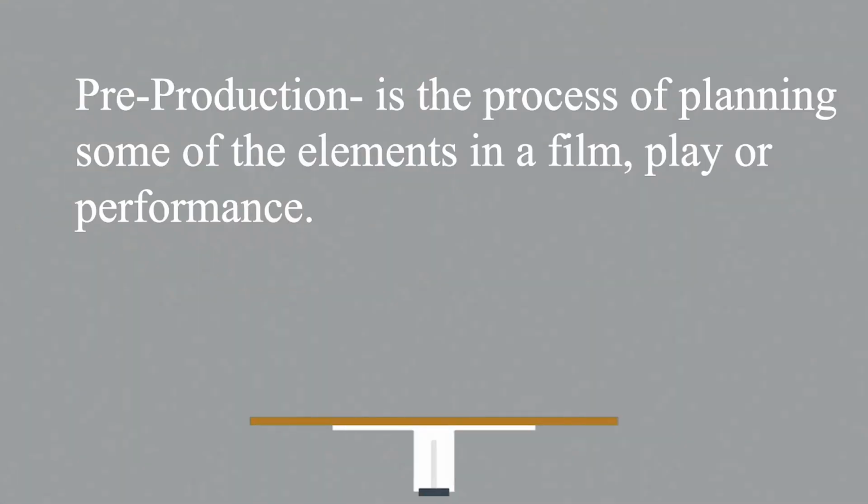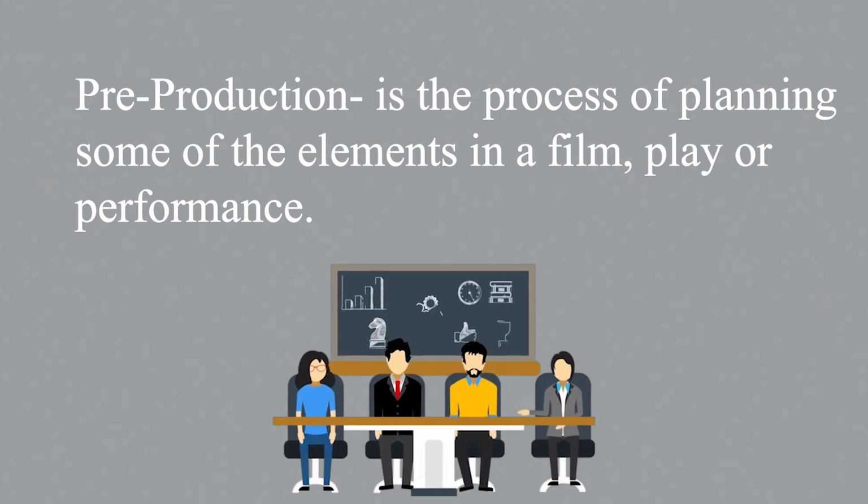So what is pre-production? Pre-production is the process of planning some of the elements in a film, play, or a performance. It is a process of planning. Think of the word production as actually doing the film on a set where everything is actually going down at that time. Pre-production is talking about before you can even get to that place of actually filming your movie or your video or whatever it is. It has to start off with a thought.